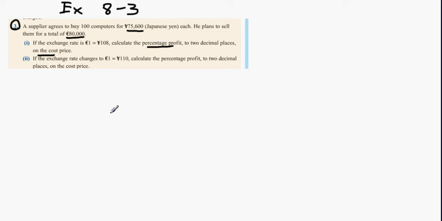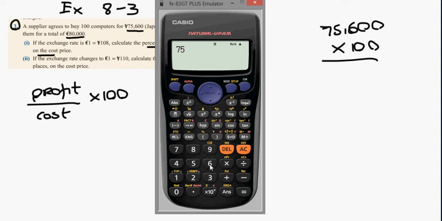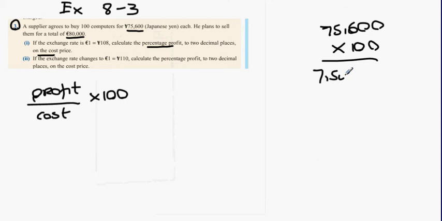So percentage profit equals profit divided by cost multiplied by 100. Now, first thing we've got to do is determine how much our computers cost in euro. So what we can do is multiply 75,600 by 100. That gives 7,560,000 yen. So that's for the 100 computers.